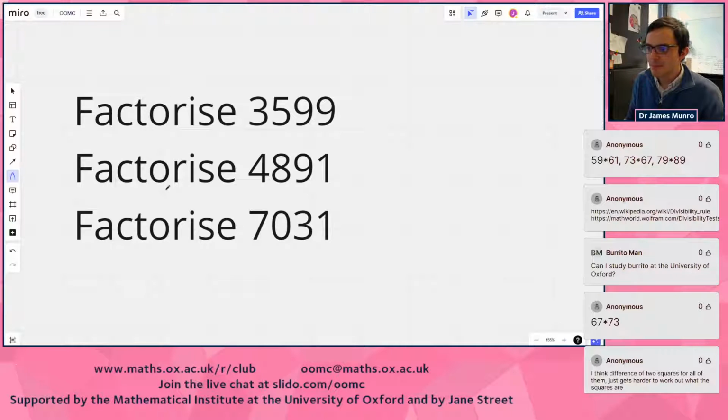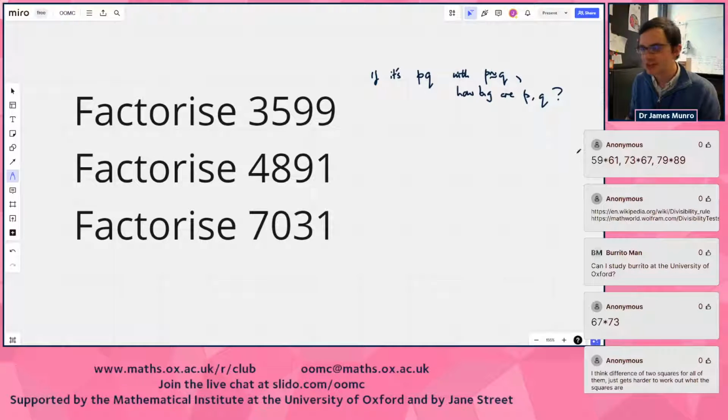So maybe a faster way to factorise that first number, rather than checking prime factors one at a time, is to spot something that's true about that number. To say roughly how large it is, perhaps. And I guess to say if it's P times Q with P roughly equal to Q, how big are P and Q? Let's get that right. How big are P and Q? Which feels like a sensible kind of idea, I suppose.